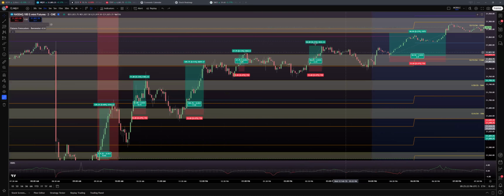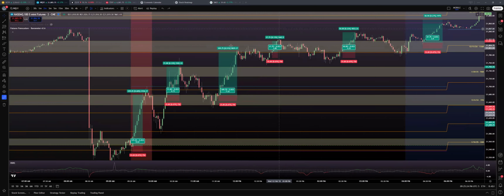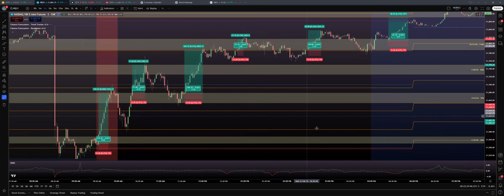That being said, turning the indicator on, you can see that in almost every one of these scenarios, give it a moment to load.